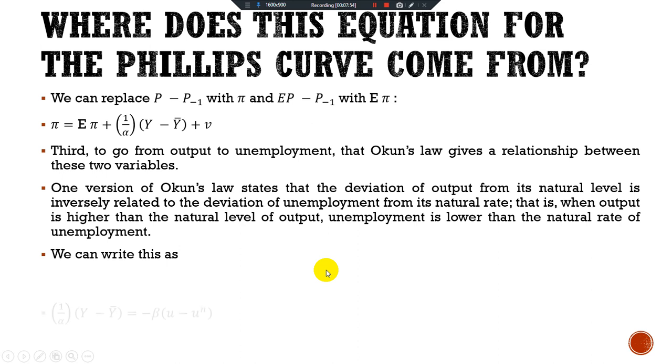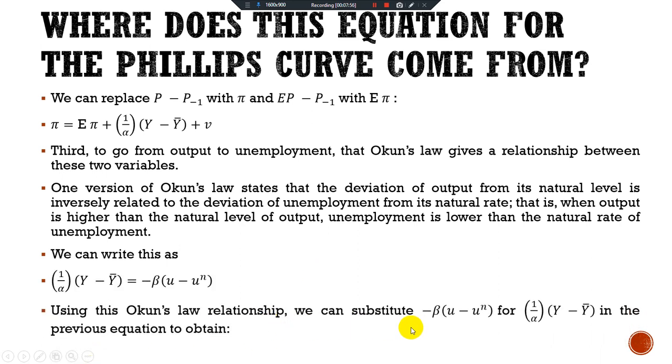Using the Okun's law relationship, we can substitute −β (U − Uⁿ) for 1/α (Y − Ȳ) in our previous equation. We get π = Eπ − β (U − Uⁿ) + v. So with this equation we can derive the Phillips curve equation from the aggregate supply equation.